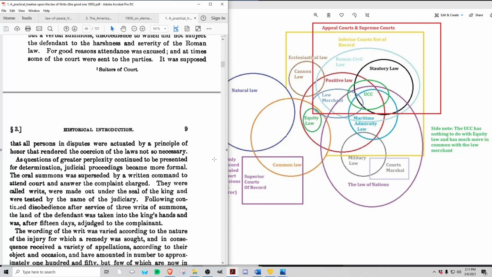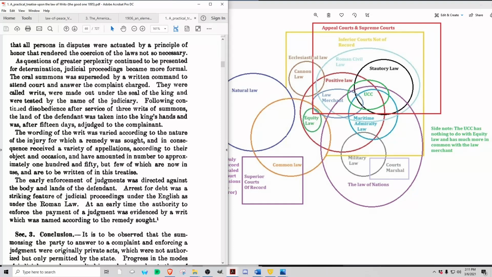As questions of greater perplexity continued to be presented for determination, judicial proceedings became more formal. The oral summons was superseded by a written command to attend court and answer the complaint charged. They were called writs, were made out under the seal of the king, and were tested by the name of the judiciary. Following continued disobedience after service of three writs of summons, which, now this is prior to that bishop that I spoke of before creating the subpoena, there was still a writ of summons, because the writs of summons actually existed, and I believe it was Marcus Aurelius that actually laid down the writ of summons in Roman civil law.